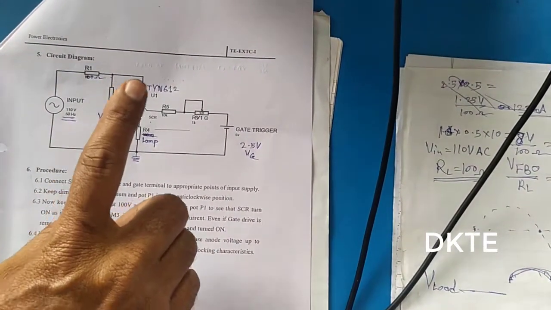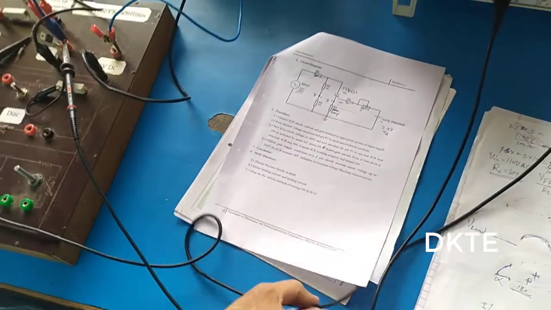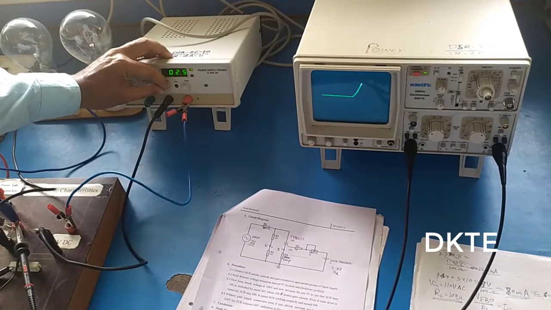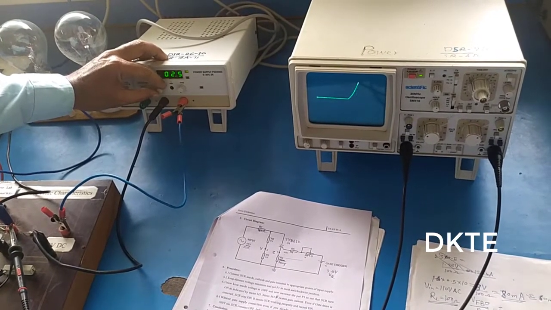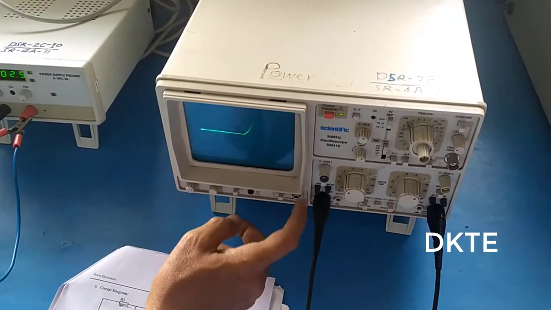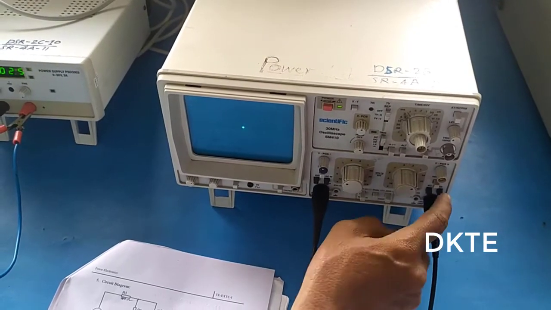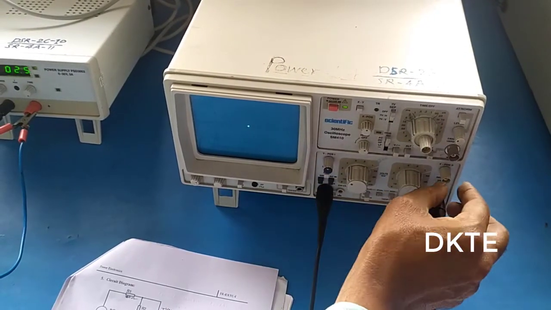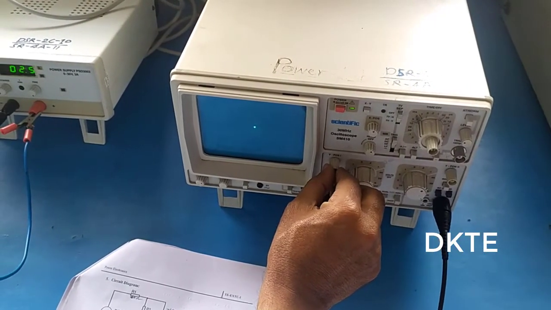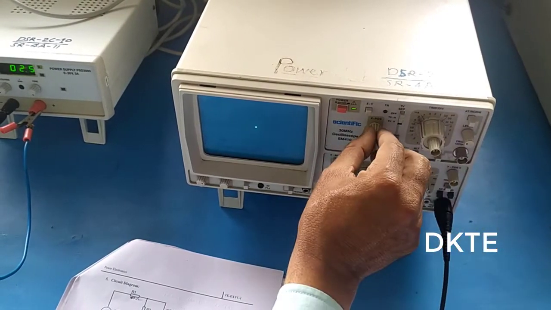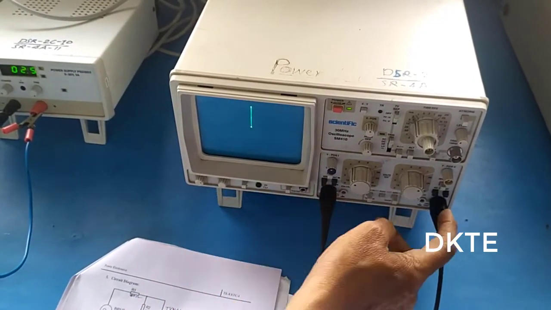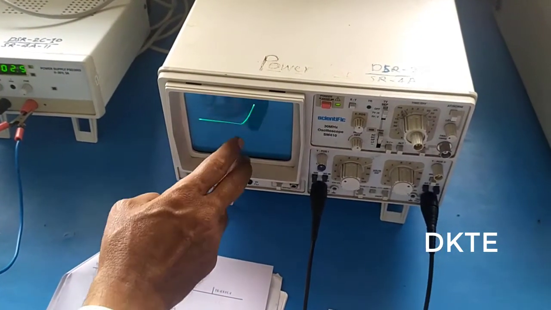Then first you start this experiment, and you vary the gate supply. Thus you can change the breakover voltage. You can observe the measurement of this breakover voltage. You set the dot at the center of the screen, and then you remove the ground, and this is the V breakover voltage.